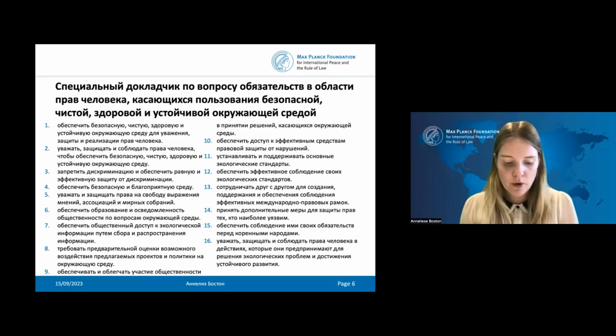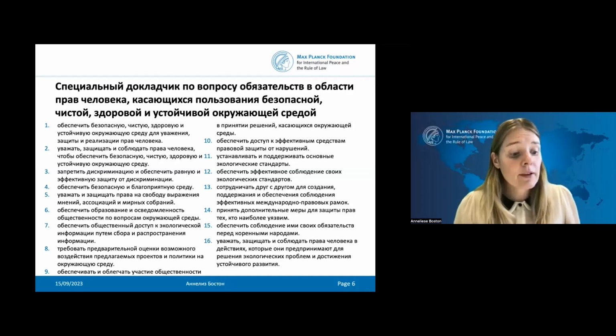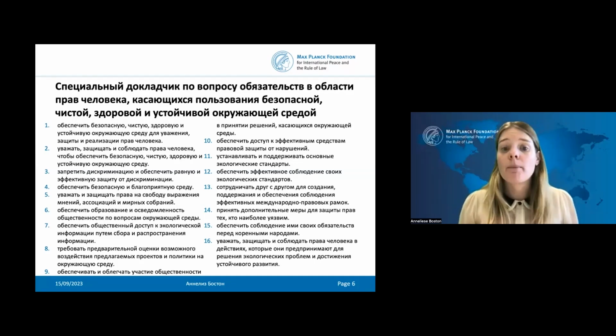Number 3 also states that states should prohibit discrimination and ensure equal and effective protection against discrimination, thereby bringing in that the principle of non-discrimination applies when looking at the right to a healthy environment. It also notes in 5 that states should respect and protect the rights of freedom of expression, thereby allowing people to perhaps have protests or say when they feel that their government is not doing enough to impact climate change.